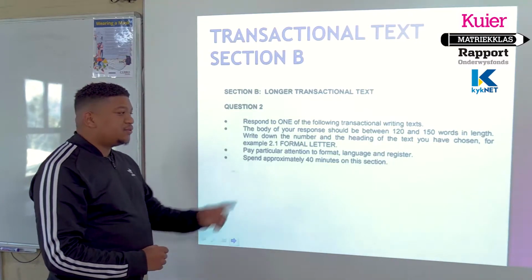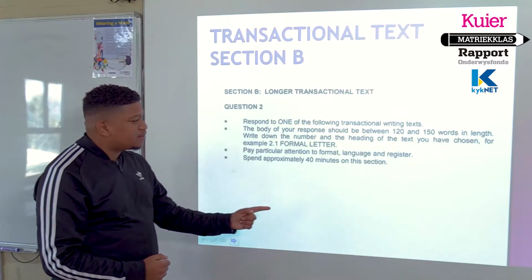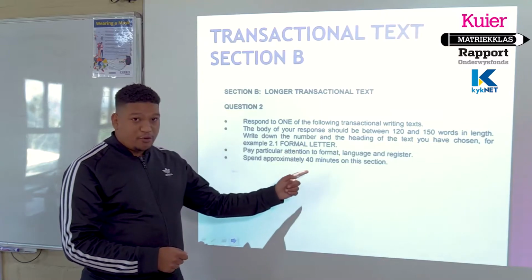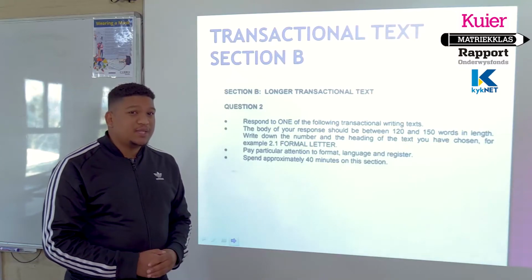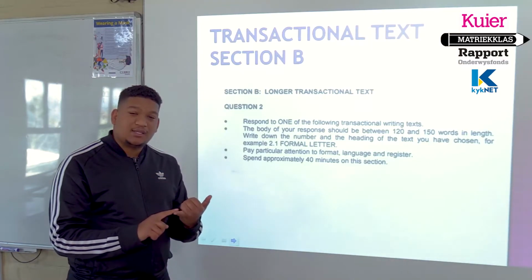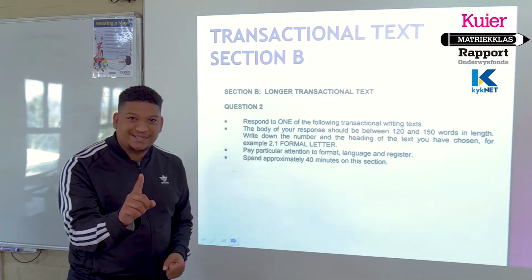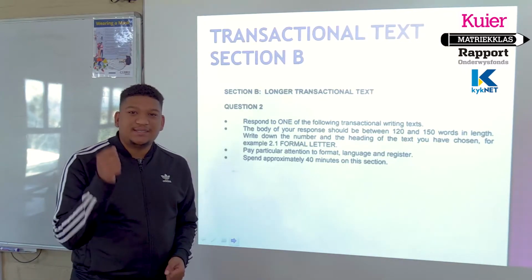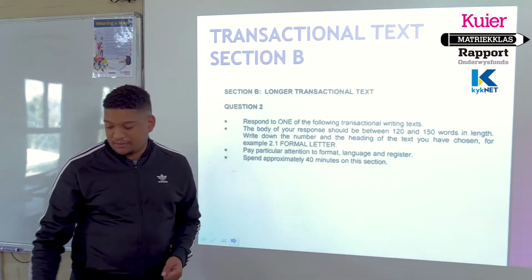Pay particular attention to format, language, and register. Very important, especially when it comes to the register. Your topic is going to give you your format and your register. Spend approximately 40 minutes. 40 minutes is a long time, but 40 minutes I can use to analyze, plan, write a rough draft, and a final draft. But for section B, I need to know my format. And if I don't know my format, I cannot attempt that particular topic. So attempt something you know the format of.